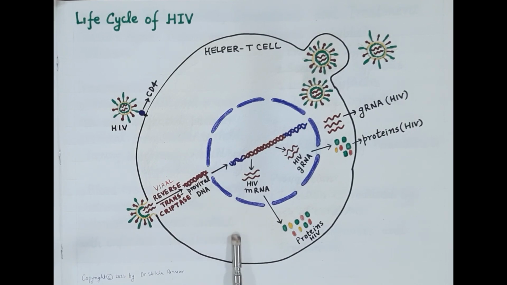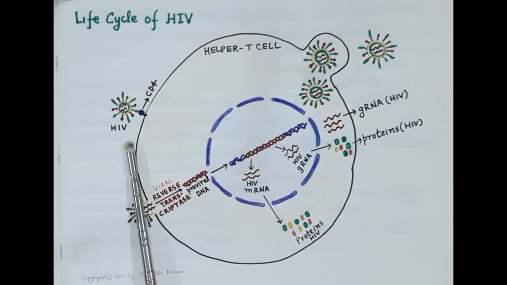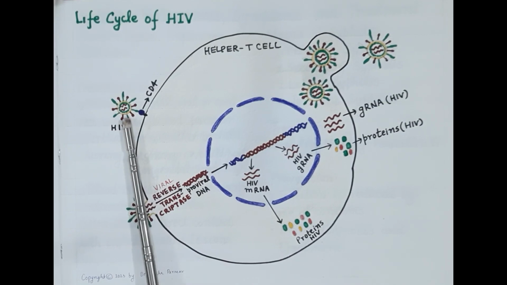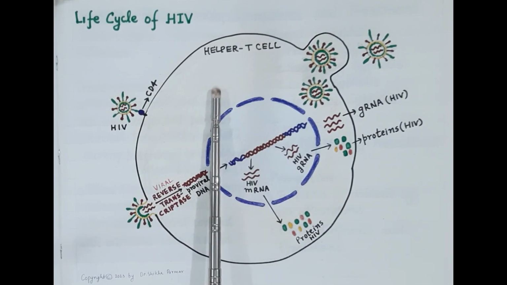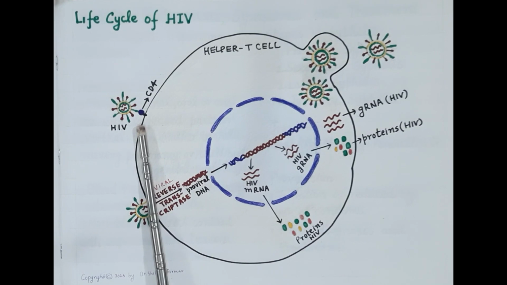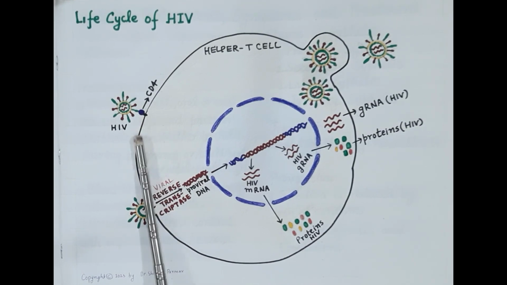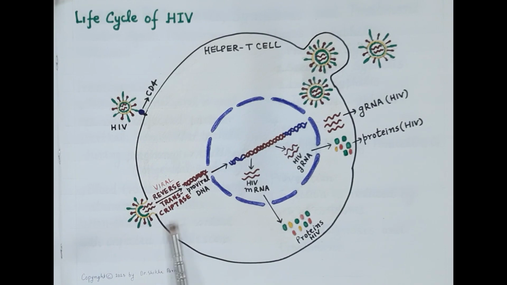Now look at this chart. It explains the life cycle of HIV. Now this is HIV. It is a single stranded RNA virus. Now as you can see here, these are RNA strands. Now this is a WBC. This is a helper T cell. Now this is a CD4 protein on the surface of the T cell. Now HIV binds to CD4 protein. Then the HIV envelope fuses with the T cell membrane, and the HIV releases its RNA in the T cell.